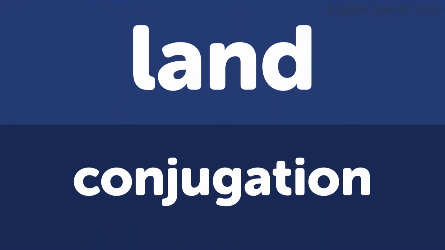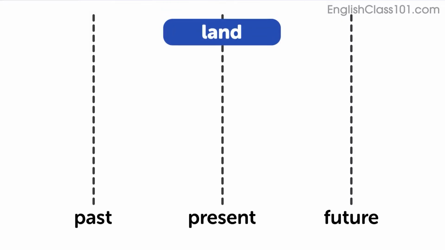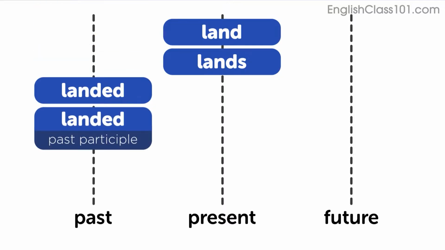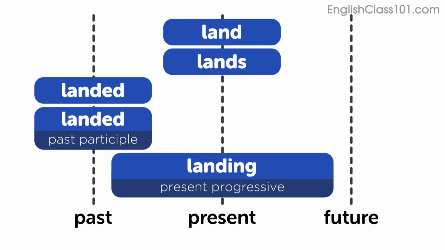Now let's look at the conjugations for this verb. Present, land, lands. Past, landed. Past participle, landed. Progressive, landing.